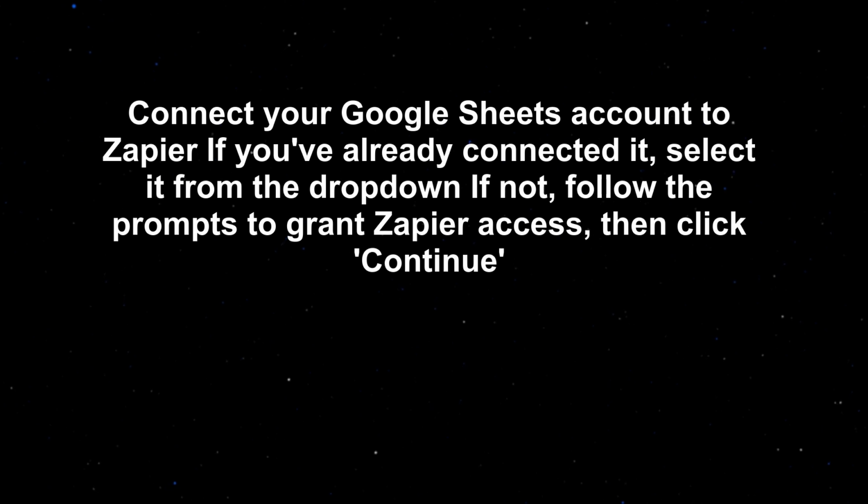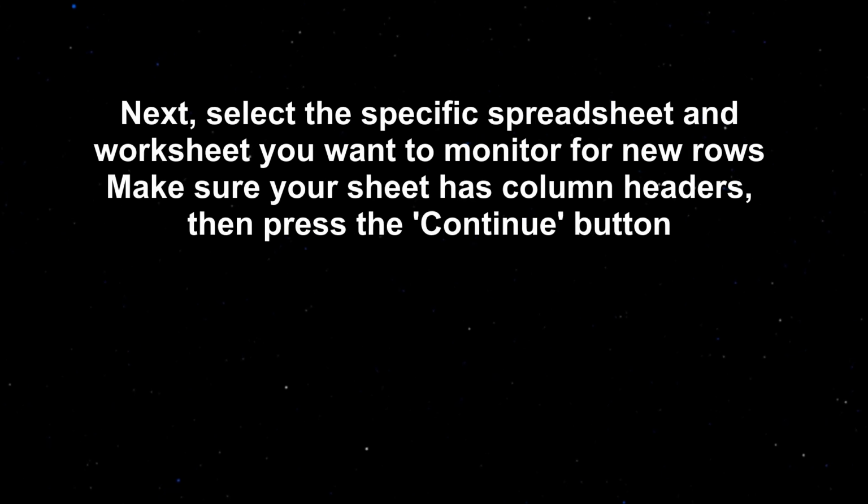Connect your Google Sheets account to Zapier. If you've already connected it, select it from the drop-down. If not, follow the prompts to grant Zapier access, then click Continue. Next, select the specific spreadsheet and worksheet you want to monitor. For new rows, make sure your sheet has column headers, then press the Continue button.